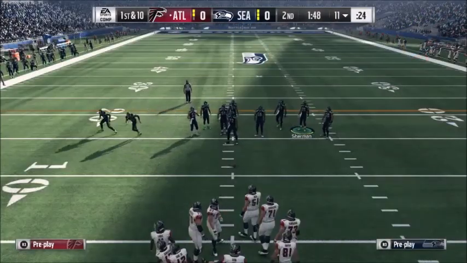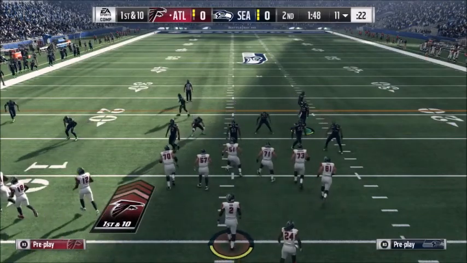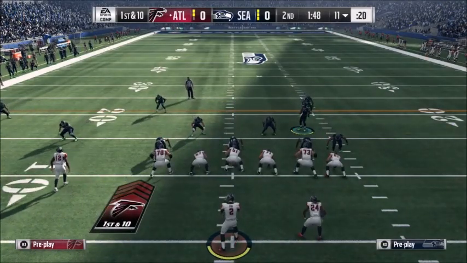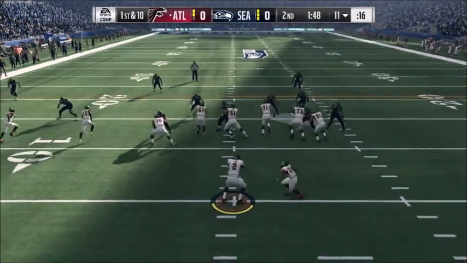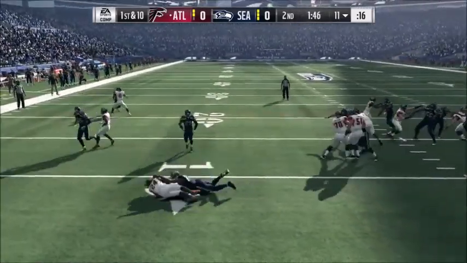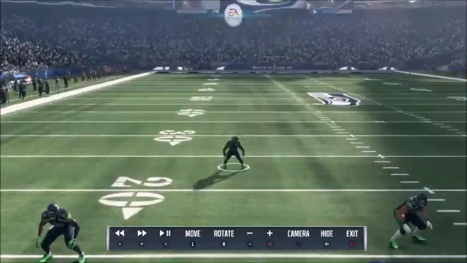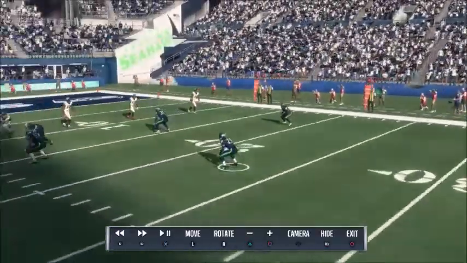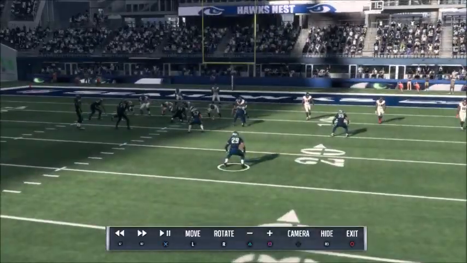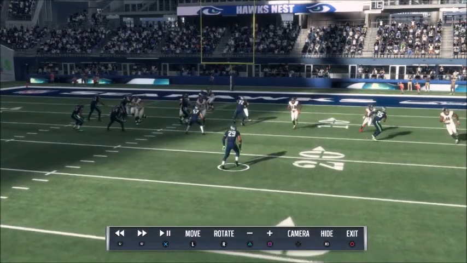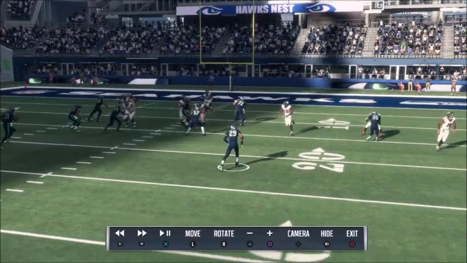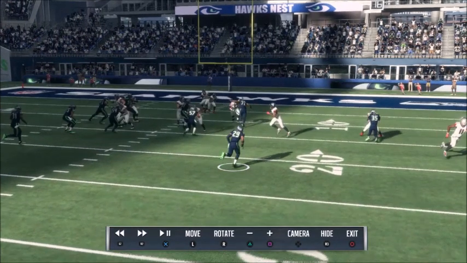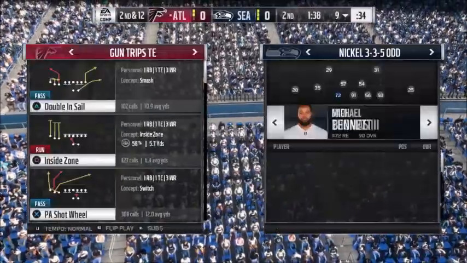Now we're going to jump into some shotgun runs, see if it affects it any differently. Still in cover 4. This is inside zone, and you saw Earl right here reacted extremely quickly. Bam. Right when he's getting the ball. Extremely quick. Now, I wasn't sure if this was going to be faster or slower than the rest of the guys.